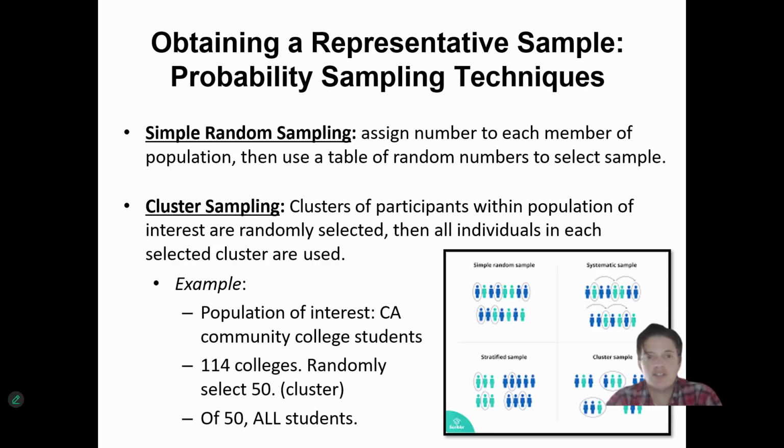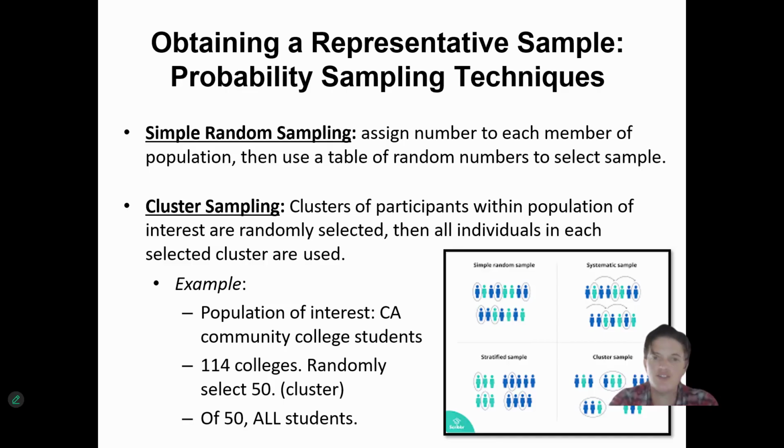Another way that we might do this is called cluster sampling, where clusters or groups of participants within a population are randomly selected, and then all individuals in each selected cluster are used. For example, if our population of interest is California community college students, and we have 114 colleges, we randomly select 50 of them, and of the 50, we use all of those students. So you're picking little clusters within the population and then using everybody within the cluster.